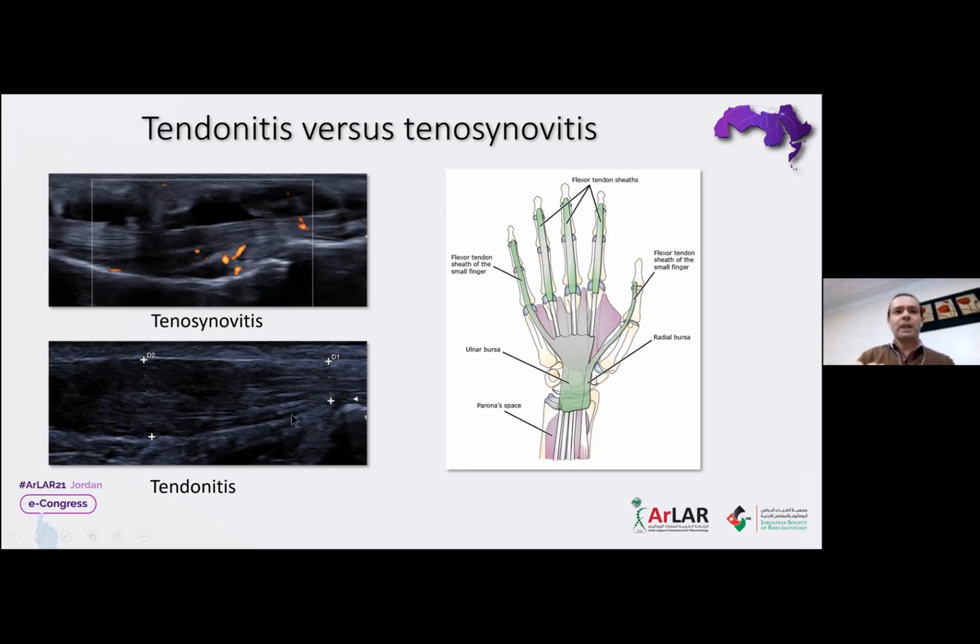So we can have tendonitis, which is a thickening with abnormal qualitative and quantitative material inside of the tendon, or we can have enthesitis, which is the abnormalities that we find on the junction between tendon and bone.